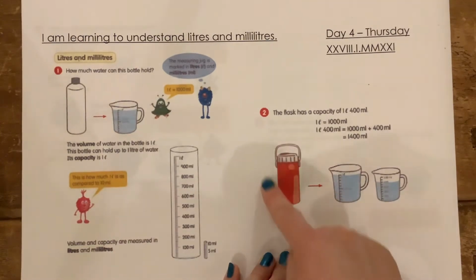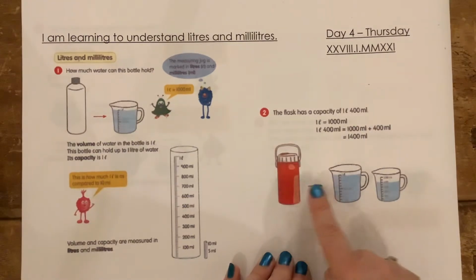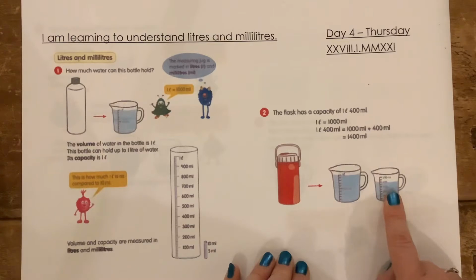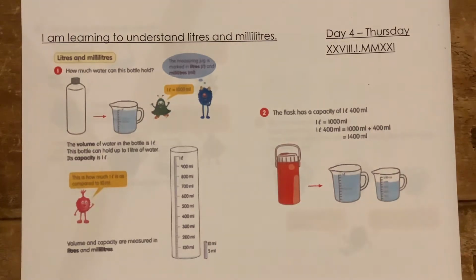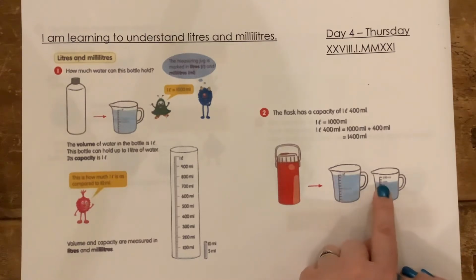So again, we're looking at a flask over here. The liquid from the flask has been poured into 2 measuring jugs so that we can measure the volume of water that's in that flask. If you look at the scale here, we can see this jug has 1 litre of water, so 1000 millilitres, and this jug has 400 millilitres of water.